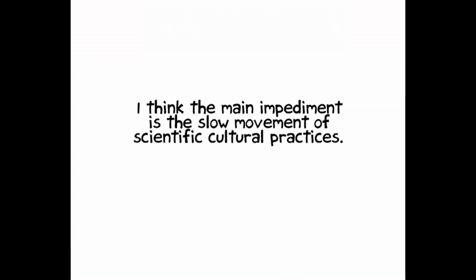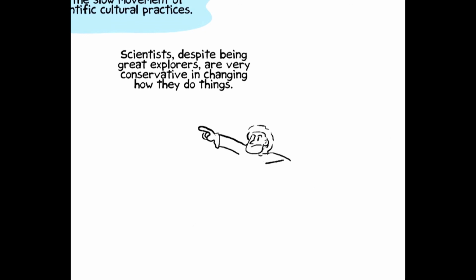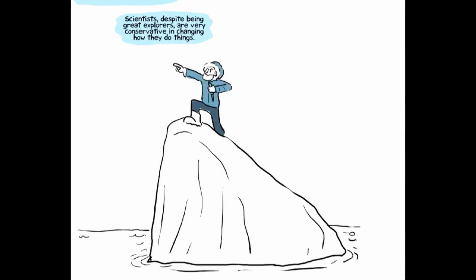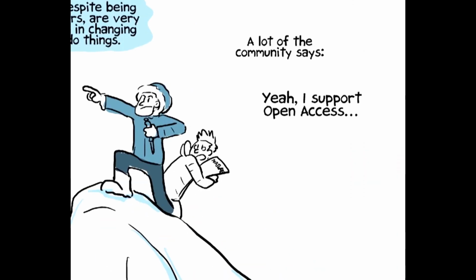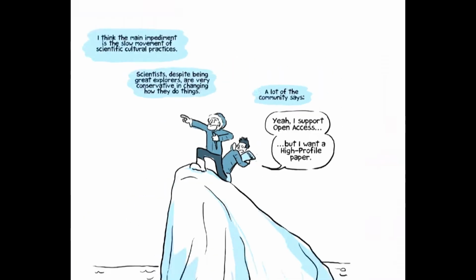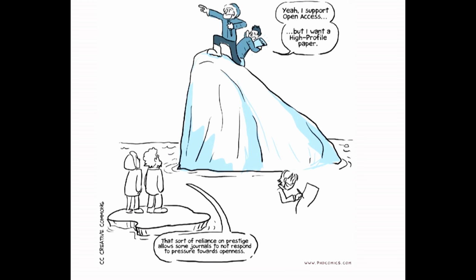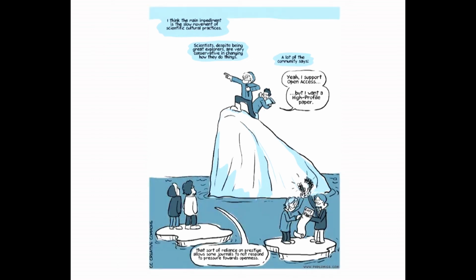I think the main impediment is the incredibly slow movement of scientific cultural practices. I think scientists, despite being great explorers in terms of knowledge, are very conservative in terms of changing their practices. Lots of the community says, oh yeah, I support openness, but I want a Nature paper. That reliance upon impact factor and the name of the journal allows some journals to not respond to the community pressure towards openness.